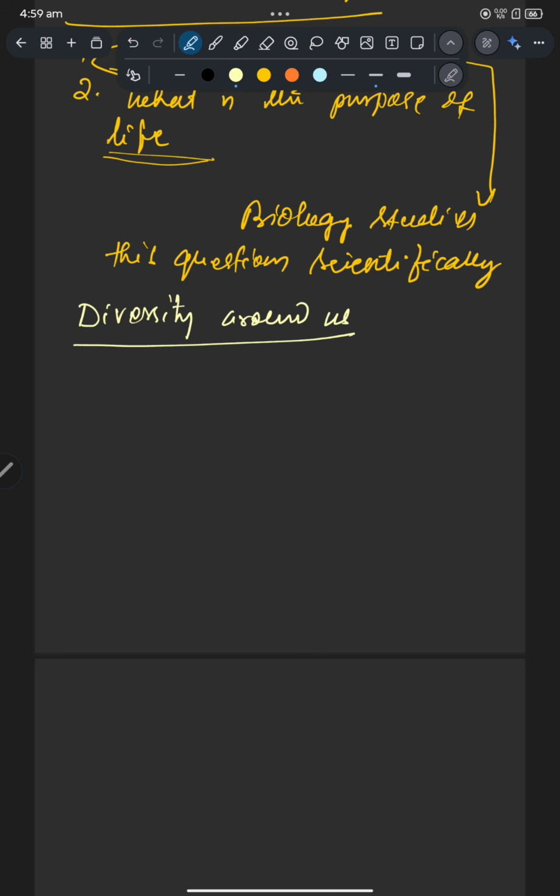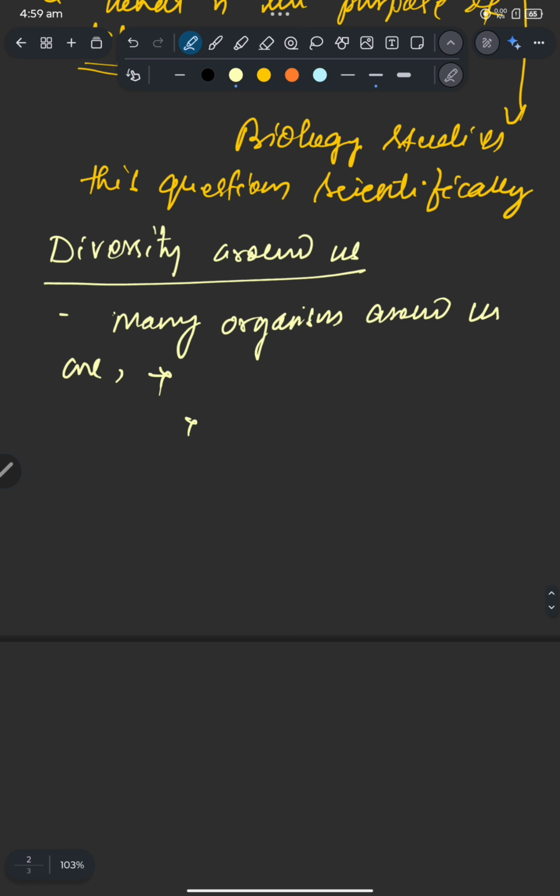So you know that in our surroundings many types of organisms are there, which includes the common types of organisms. Many organisms around us are mainly plants, birds, insects, and other animals.